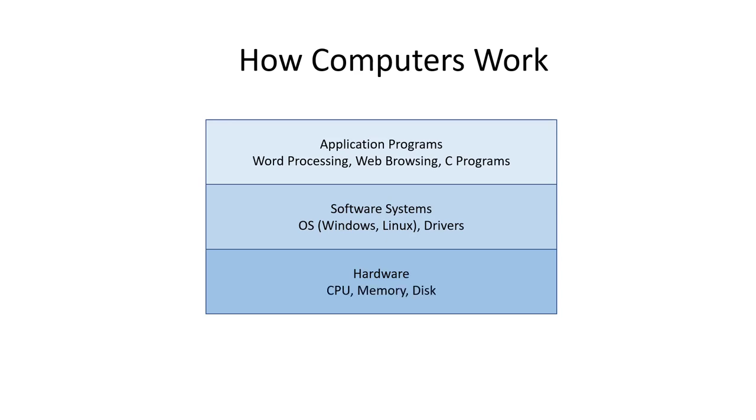And finally, the hardware. Three major pieces we'll be talking about today are the CPU, the processor, the memory, which is also known as RAM, and the hard disk or solid state drive, SSD.